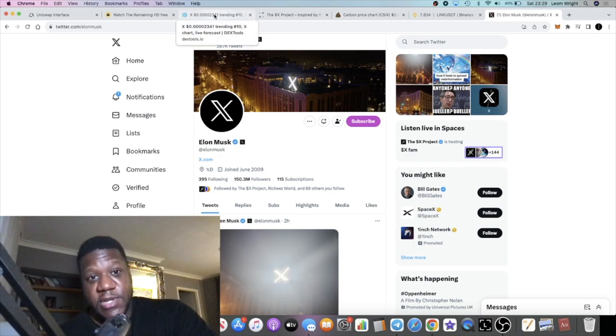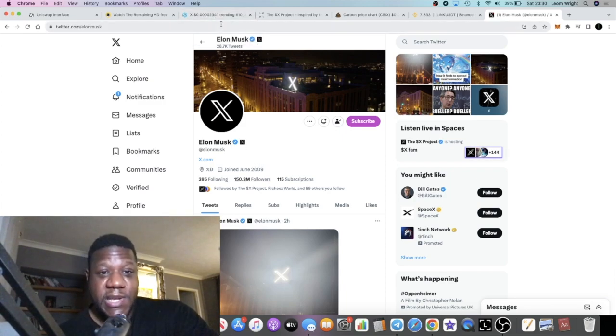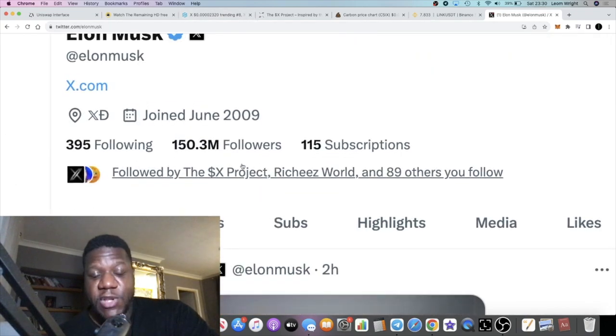We know that Elon Musk loves crypto. He's pumping altcoins, meme coins, and this token is called X. So he's literally shilling this token without even realizing it. Maybe he does realize it. Maybe he does know what it is. But literally every time he tweets about X or anything to do with this now, he is basically shilling this token. You can see straight away when you go to his profile, the X project is following him. That may only be because I'm following him, if you're following them, you'll see it on there.